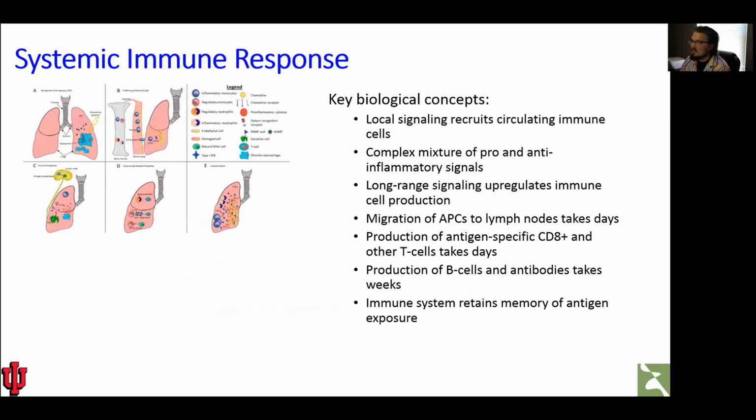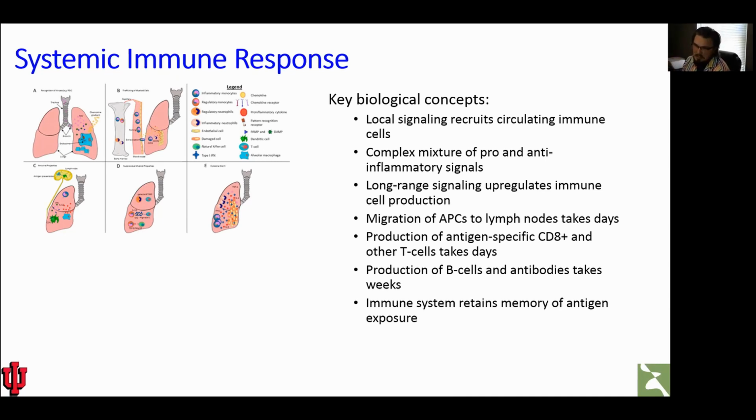Now for the systemic immune response, we know that local signaling recruits circulating immune cells as they travel by a particular location in the body. We know that these signals are very complex, and it's both a mixture of pro and anti-inflammatory signaling. And those signals end up undergoing long-range signaling that's upregulated to do immune cell production. Now, some of this also involves the migration of antigen-presenting cells, like dendritic cells, from the site of infection to a lymph node that's far away in the body.